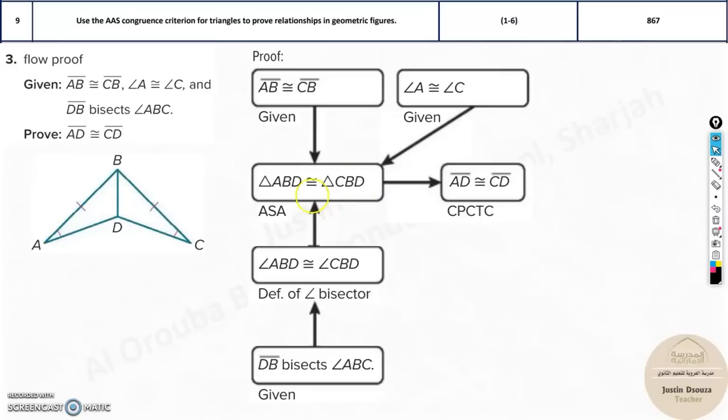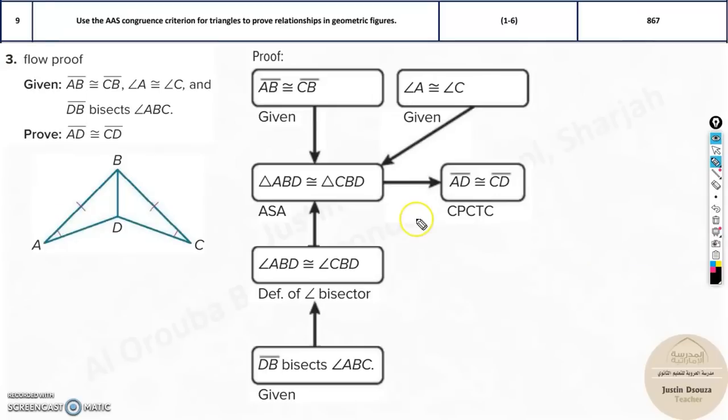And now one more thing. What they have asked us is to prove AD is congruent to DC. Now, if we prove two triangles are congruent, then all the parts are congruent. This is CPCTC. What does that mean? It means that congruent parts of congruent triangles are congruent.